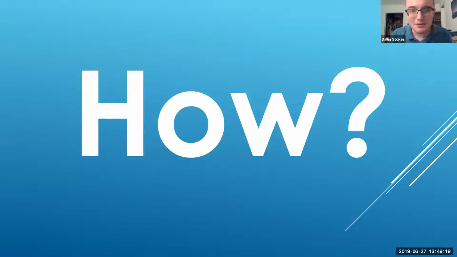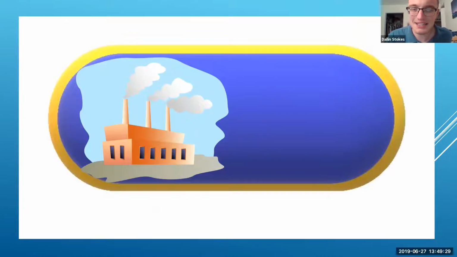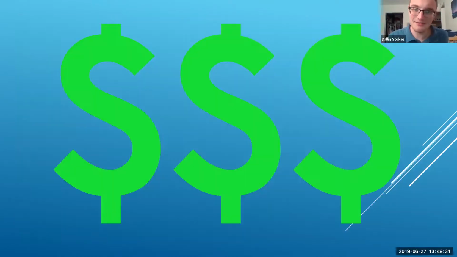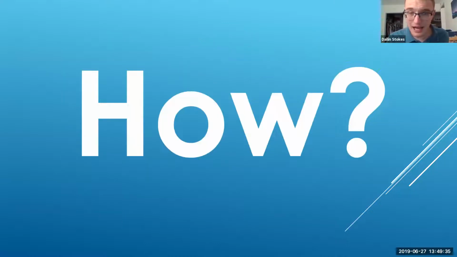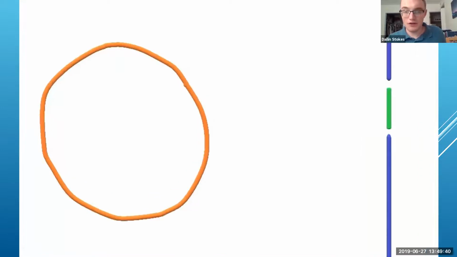Now, the question about this week is, how do we do that? Because we went up here, and I had to get that insulin gene onto the plasmid in order to put it into the bacteria so that I could turn it into a factory and make insulin for me so that I could make money and make all the diabetics happy. So how do we do that? Well, we need to move that gene over.